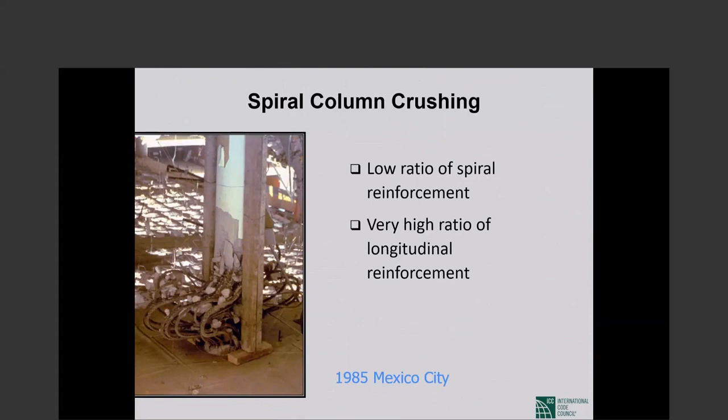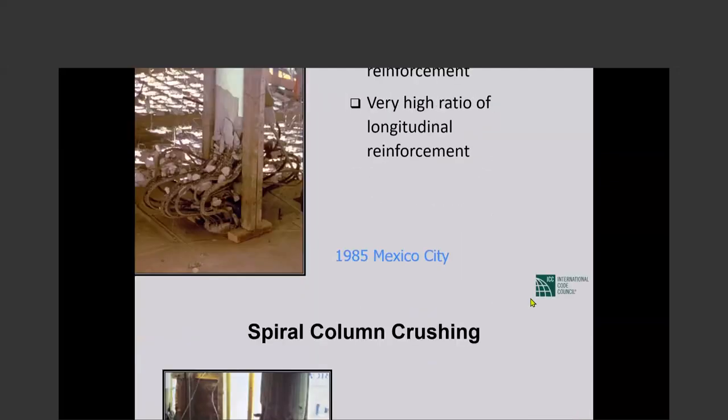As you go around the world, you will see that columns have typically a whole lot of longitudinal reinforcement, hardly any transverse reinforcement. This was a column in Mexico City after the 1985 earthquake. We looked at it. Low ratio of spiral reinforcement, very high ratio of longitudinal reinforcement. You see how the column has behaved in the earthquake.